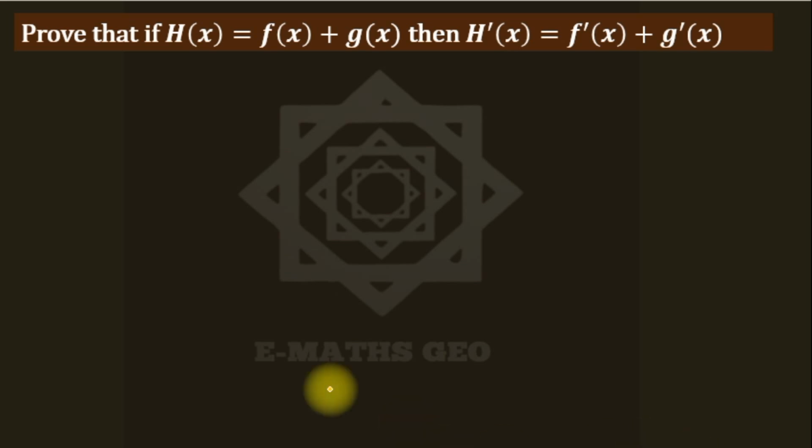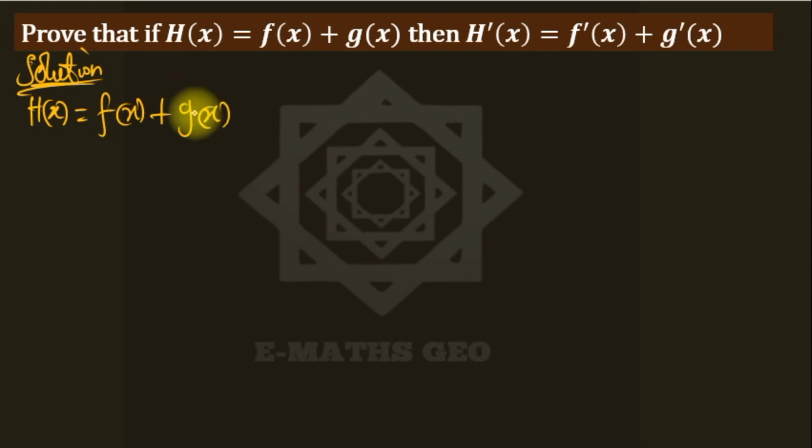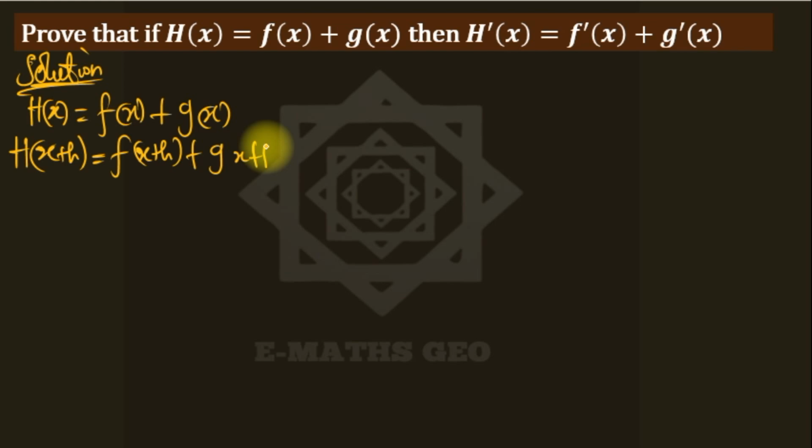Okay, we are asked to prove that if h of x is the sum of f of x and g of x, then... So we're going to use the first principle to solve this. So if we have h of x equal to f of x plus g of x, as we know, if x is changing, so if we have x plus h, it will always change. So once it's changing on the left, it will change on the right.